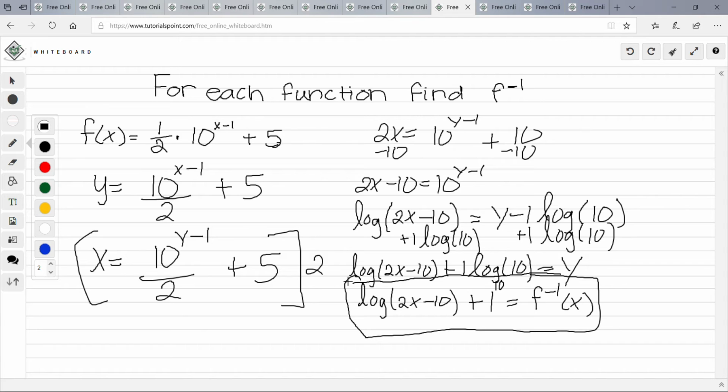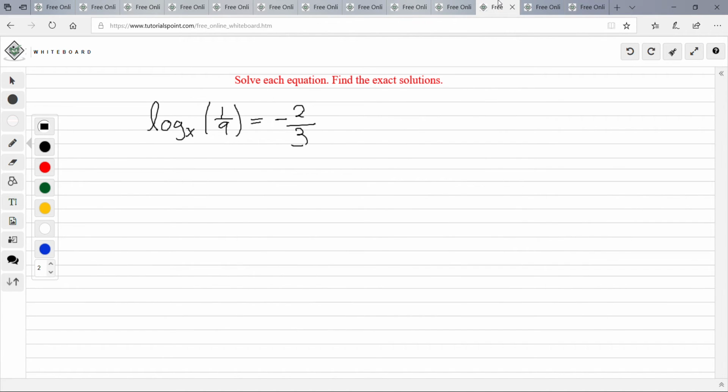Yep, there we go. So let's do a few more and then we can call it a day. Solve each equation, find the exact solution. So you have log base x of 1/9 equals negative 2/3.